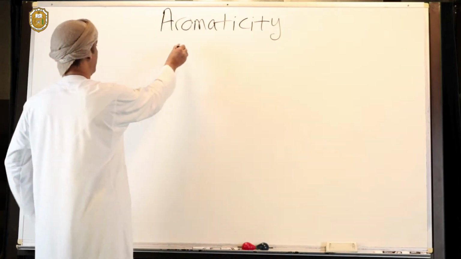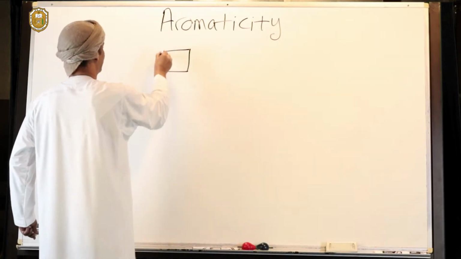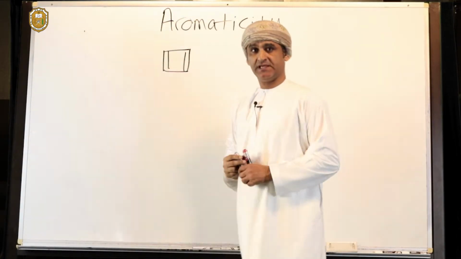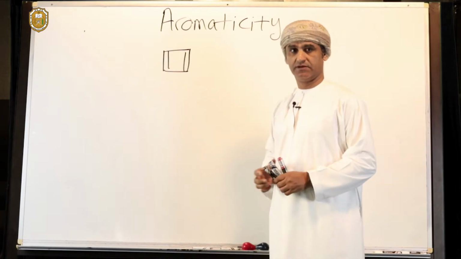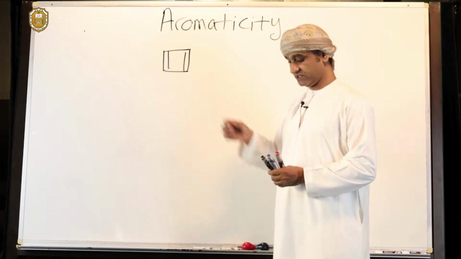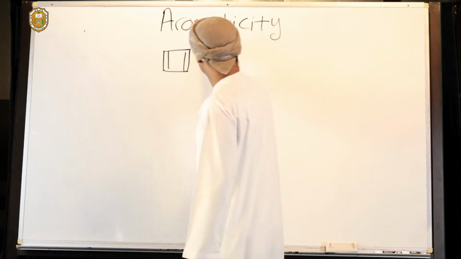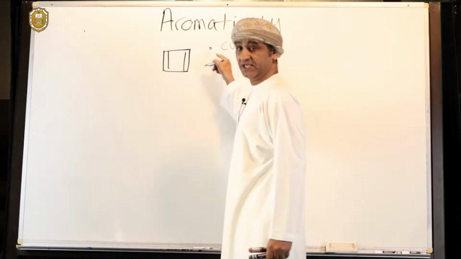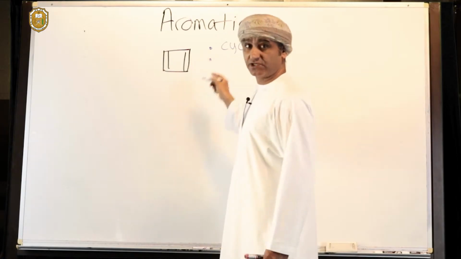If we take cyclobutadiene, it's a four-membered ring, of course. If you look at this molecule, you would find out that it is cyclic. Of course, there is no question about it. It is cyclic. Is it conjugated?